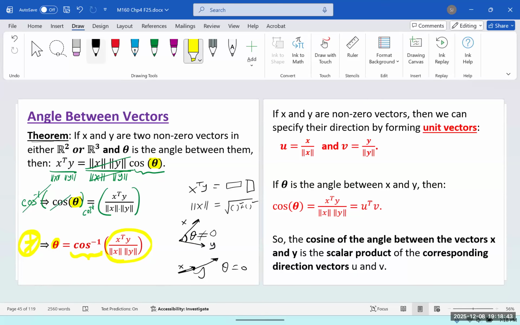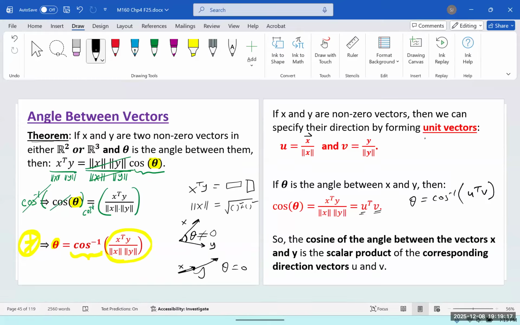For example, you can multiply unit vectors and take the cosine inverse. So theta would be cosine inverse of the product of the unit vectors. So what's the unit vector? A unit vector is each vector divided by the norm of the vector.